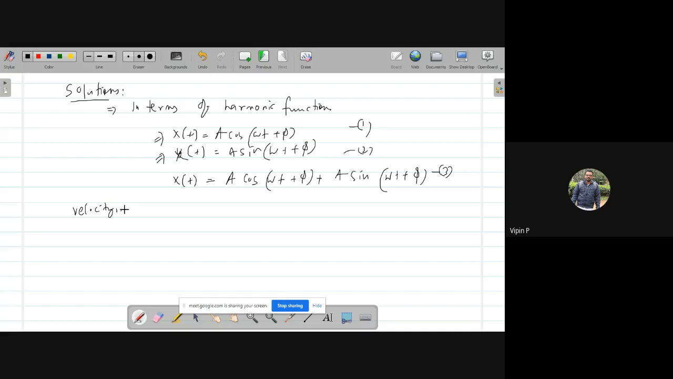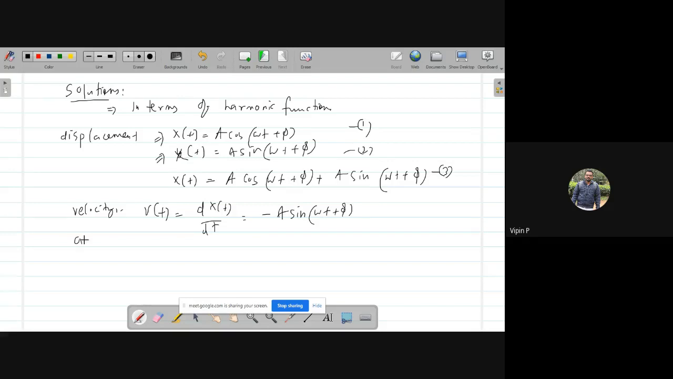Let's find out what the velocity is. This is the equation for displacement. Most of this introductory stuff is actually +2 level and will be quite easy for you, but it's always good to revisit it once. The velocity v(t) can be calculated by differentiating x(t) with respect to time. If we differentiate cos, we get minus A omega sin(omega t plus phi). Minus sign, right?